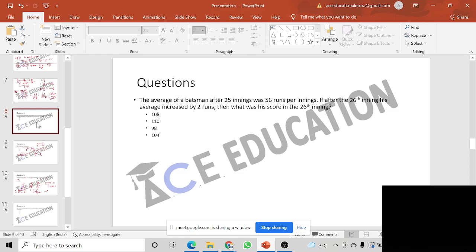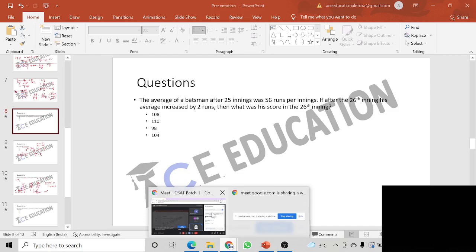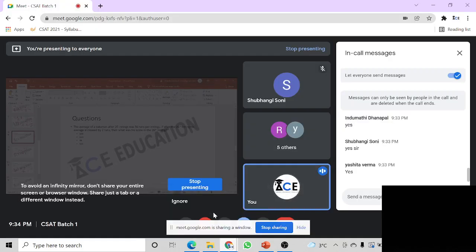The question is: the average of a batsman after 25 innings was 56 runs per innings. If after the 26th inning his average is increased by 2 runs, then what was the score in the 26th inning? And then we have four options for the same. Just give it a shot and I'll be waiting for your answers.